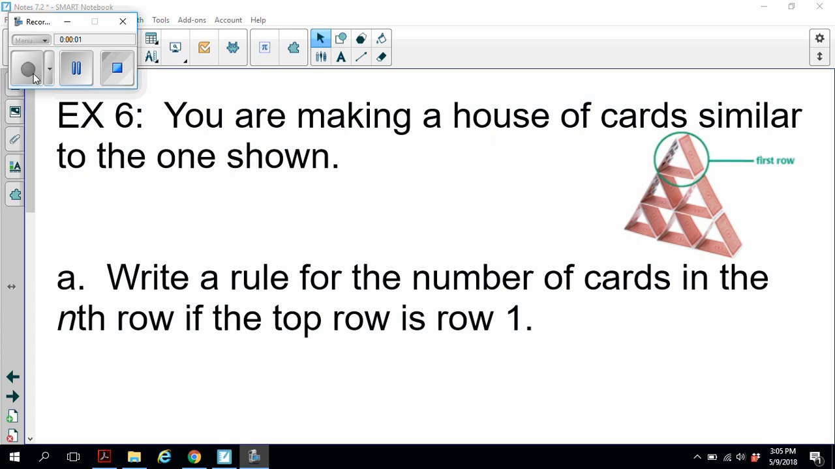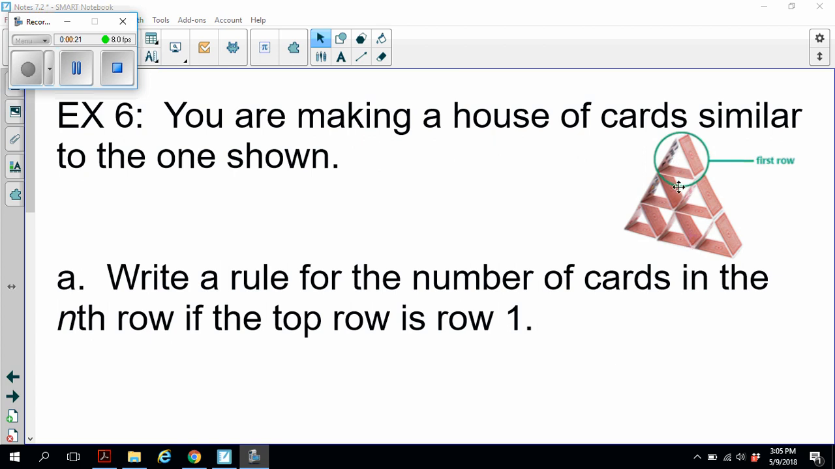Here's example 6 on the 7.2 notes. It says, you are making a house of cards similar to the one shown. We want to write a rule for the number of cards in the nth row if the top row is row 1. Now what we need to do is figure out how many cards are in each row.